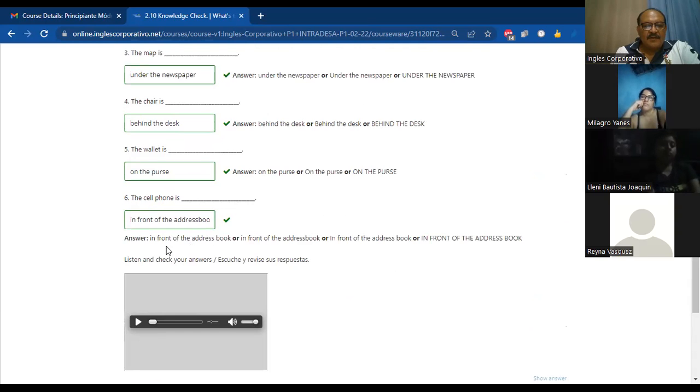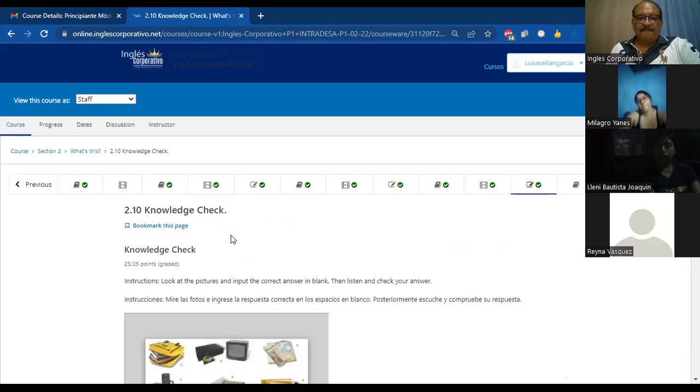Por ejemplo, acá les acepta in front of the address book, separado. Se los acepta unido el address book. Les acepta también el address book. Es lo mismo. Que las pongan todas en mayúsculas, también lo aceptaría. Ok. So that's the problem.